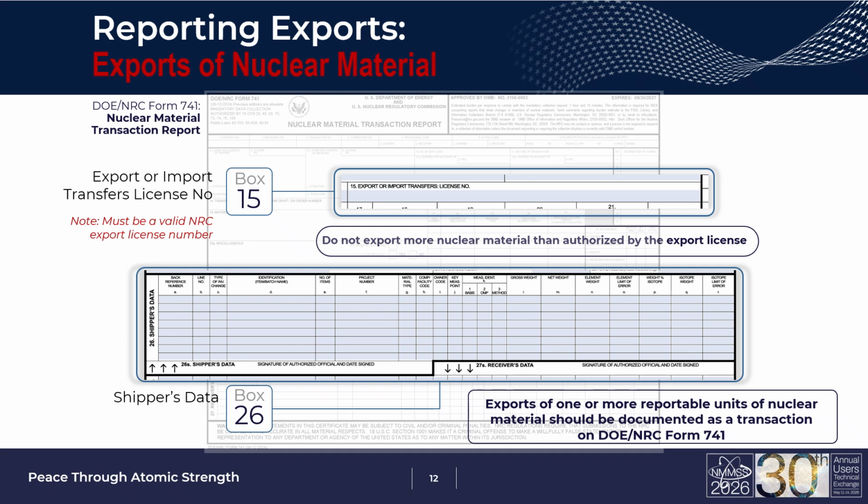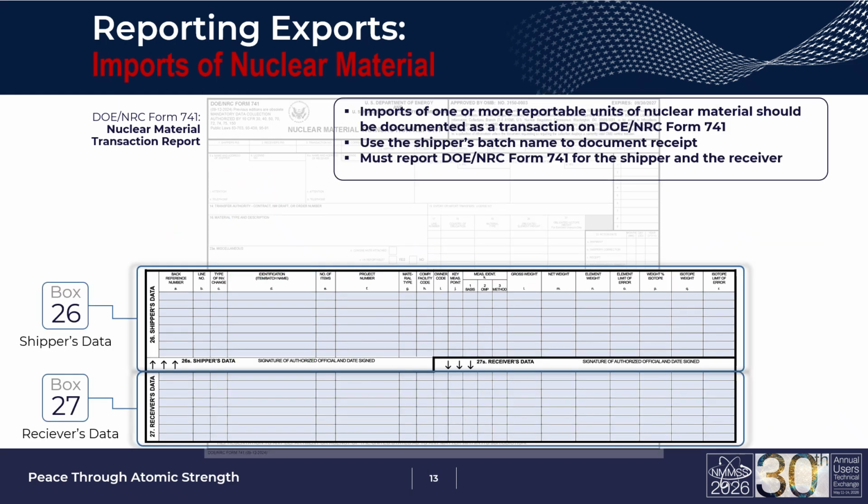Also, exports of one or more reportable units of nuclear material should be documented as a transaction on the DOE NRC Form 741. Also, remember that reporting of the batch identification is required when reporting exports. For reporting imports of nuclear material, imports of one or more reportable units of nuclear material should be documented as a transaction on the DOE NRC Form 741.